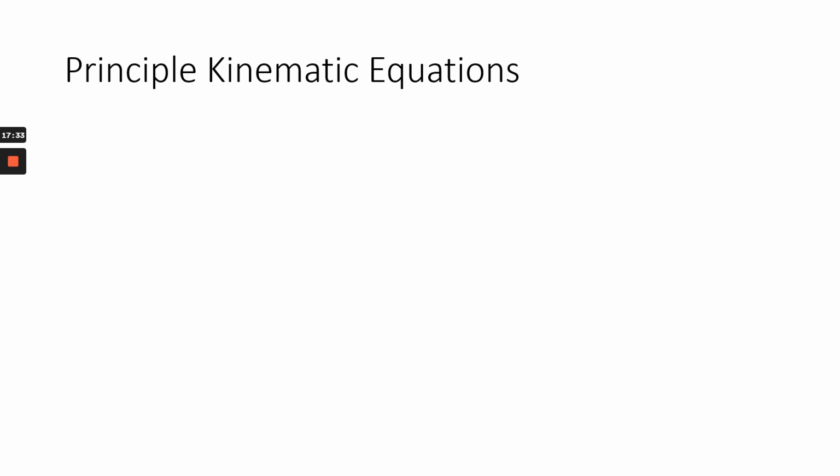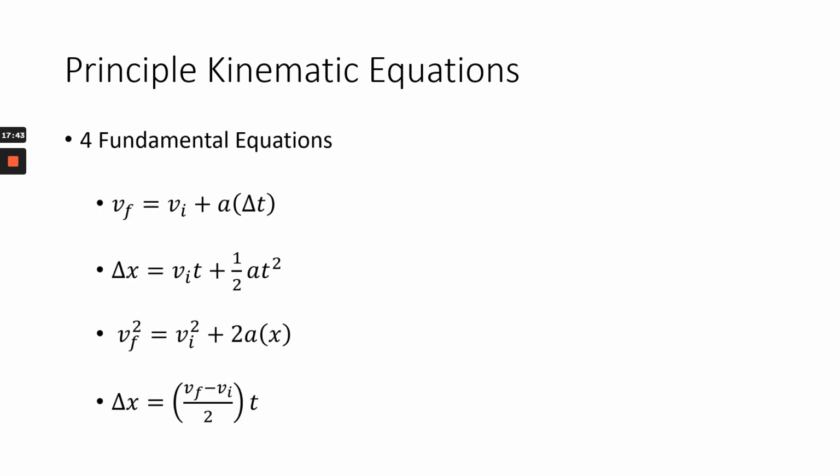And finally, we'll talk about the principal kinematic equations, which are essential to solve one-dimensional motion problems, and they relate basically velocity, acceleration, time, and displacement together. So there are 4 fundamental equations, and I'll just read each one of them out so you understand the sign convention. The first one is final velocity is the initial velocity plus acceleration times time.